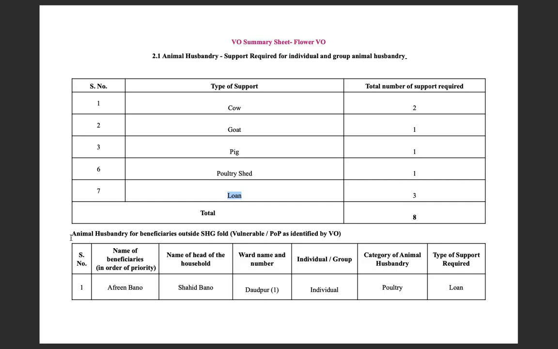This VO summary sheet will also capture the data for the beneficiaries who are outside the SHG fold and belong to the vulnerable and the poorest of the poor category. So here one person, Afreen Bano, who is from outside the SHG fold, wants to take up poultry and wants to take it up individually. So the type of support that is required is low.